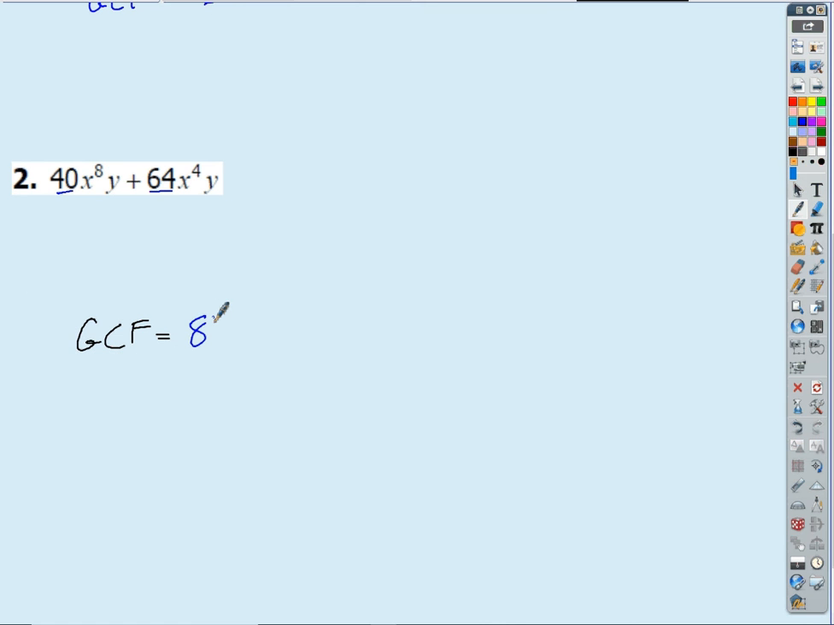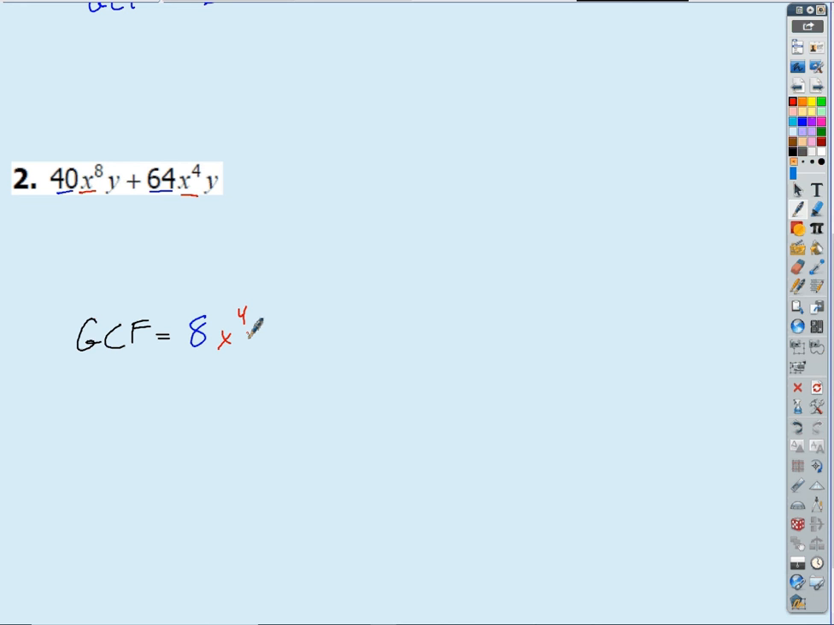So we get 8, right? Now let's look at each of the variables. We've got x's in there. So what about the x's? Lakaya, what do you think? What's going to be the biggest power of x that I could divide into each of those? I've got an x to the 8th in the first one and an x to the 4th in the second one. 4. Be 4, exactly. It'd be an x to the 4th.